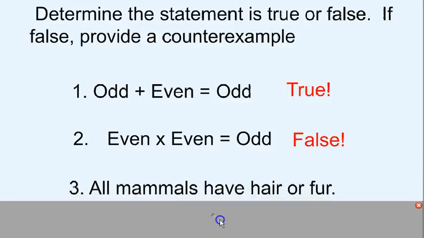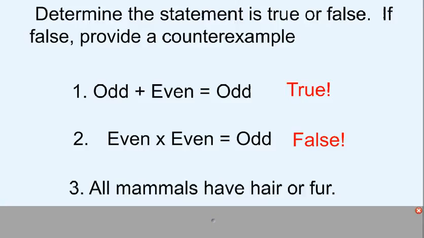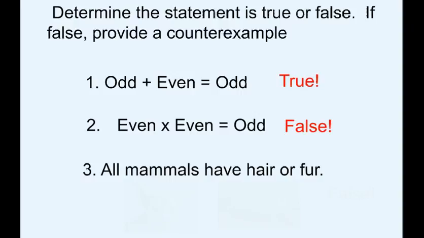Next, all mammals have hair or fur. Well, I don't know how you did using inductive reasoning. Think of all the mammals you could think of. A cat or a dog or a horse or whatever, all have hair or fur.